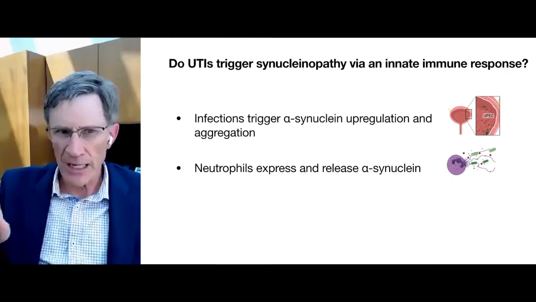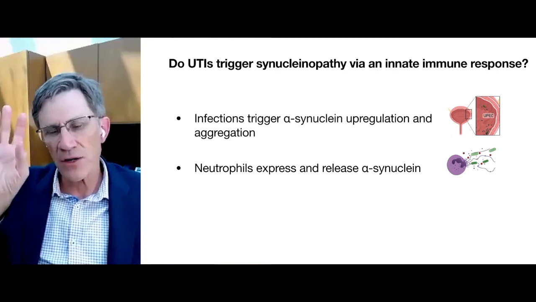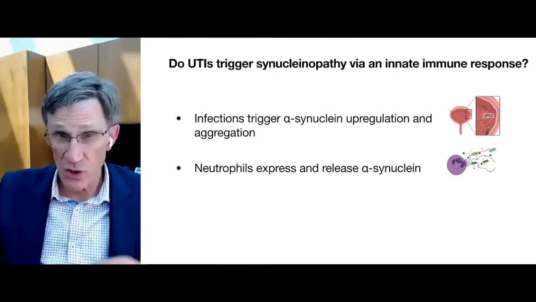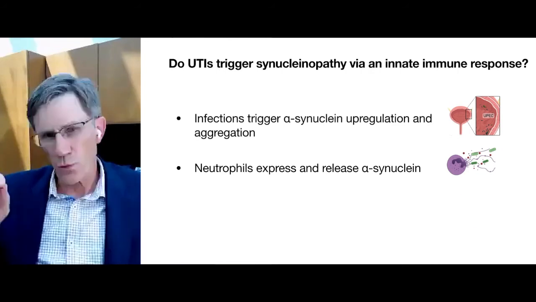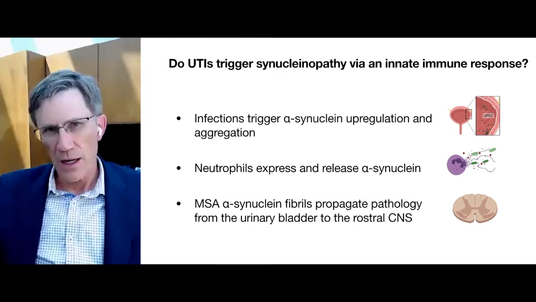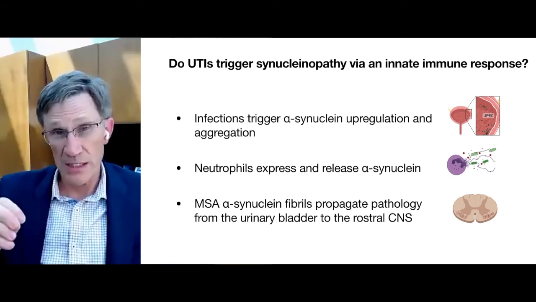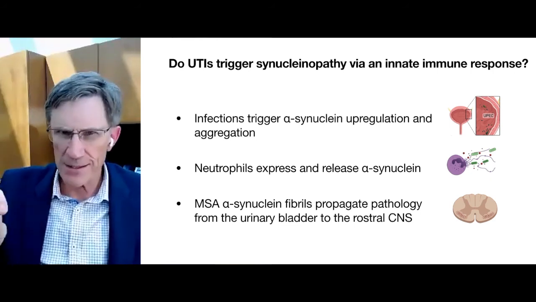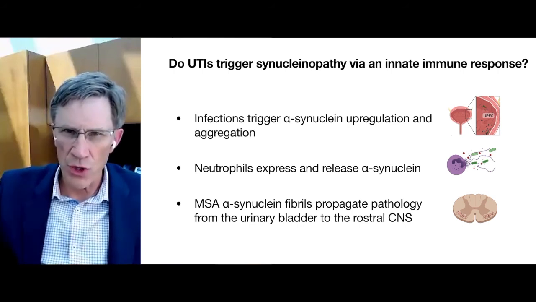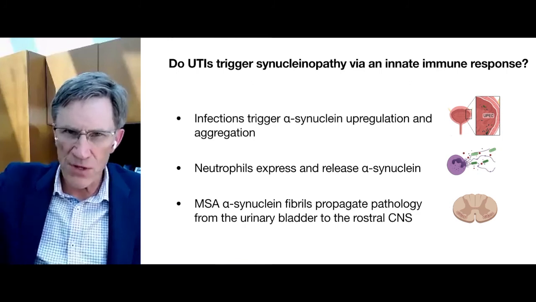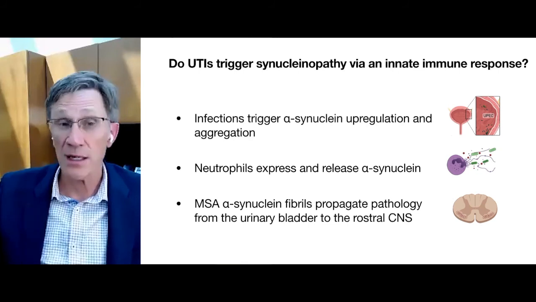We know, the second line here, that the neutrophils, the white blood cells, can express and they can release alpha-synuclein in those nets. And I've shown you videos of that. We've traced those with the yellow marker. And we also know that when we inject MSA fibrils that were made from the brains of patients with MSA into humanized mice, into their urinary bladders, we can get the pathology to move from the urinary bladder into the spinal cord, up the spinal cord towards the brain. This is actually quite similar to what one sees in MSA.